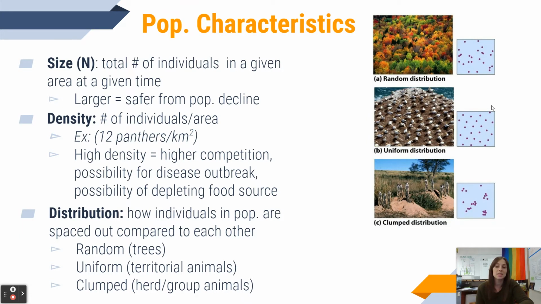And then the last is going to be clumped, which we tend to see with herd or group animals. On the bottom here, we see this example with meerkats. Meerkats actually have individual little mounds or burrows, and you're going to have the families grouped in that way. Or if you have ever driven by a field of cows, you may notice that they're kind of grouped together in different groups throughout the field because they're herd animals, and that's going to be a typical distribution that we see for them.